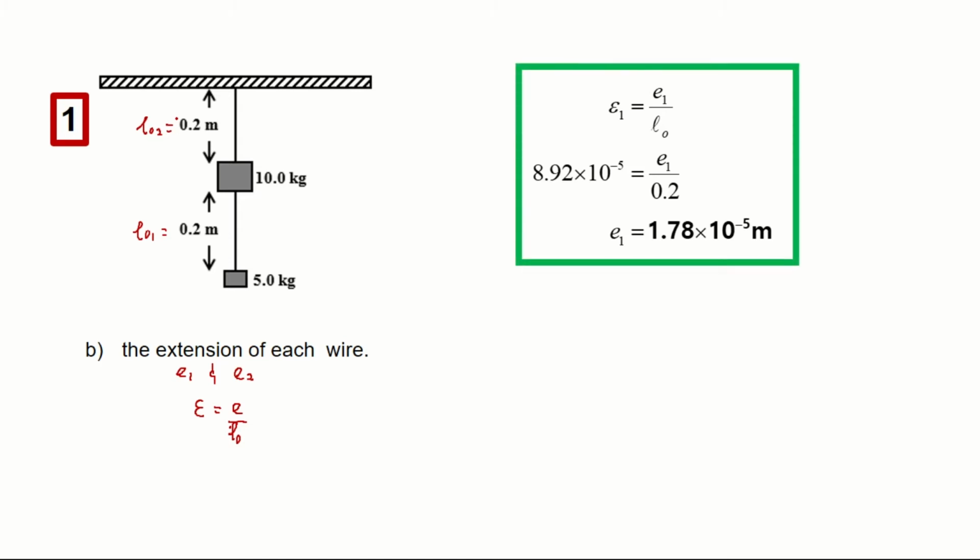Then we use the same equation to determine E2. So epsilon 2 equals E2 per L naught. L naught here is L naught 2. So substitute the value of E2 from A, and L naught 2 equals 0.2 meter. So you can determine E2. We get E2 equals 5.36 times 10 to the power of negative 5 meter.